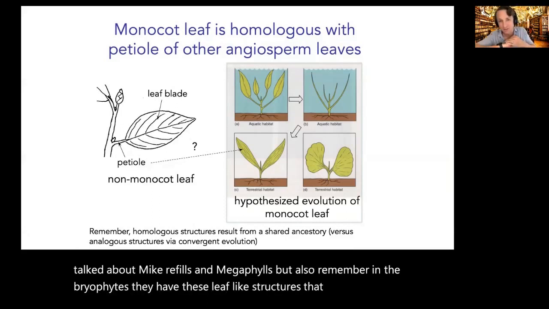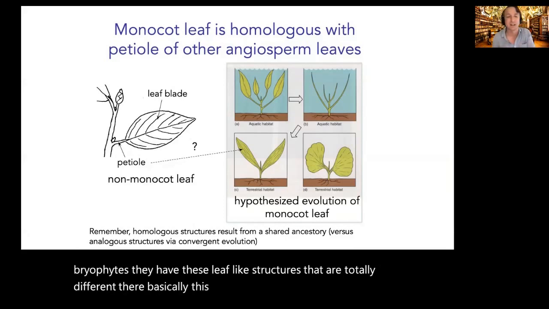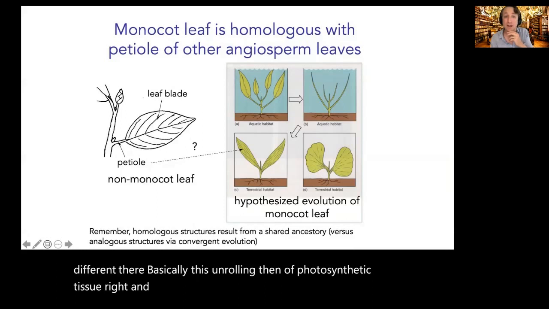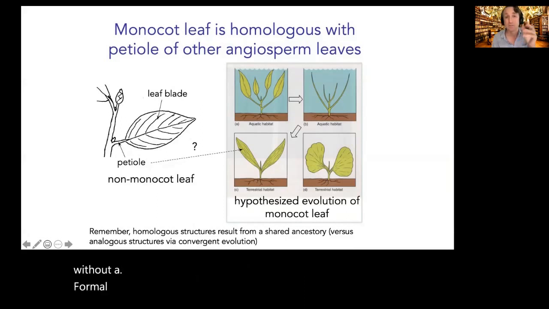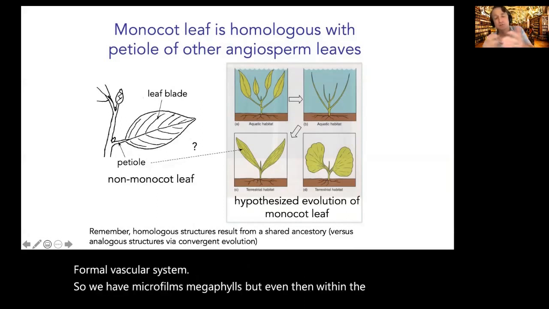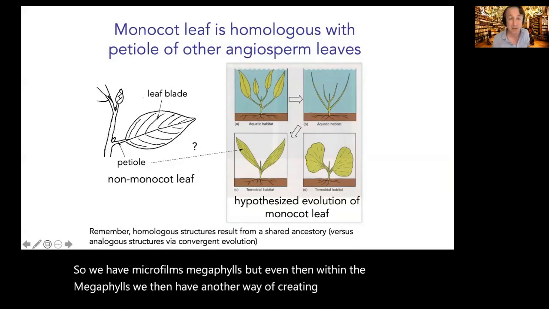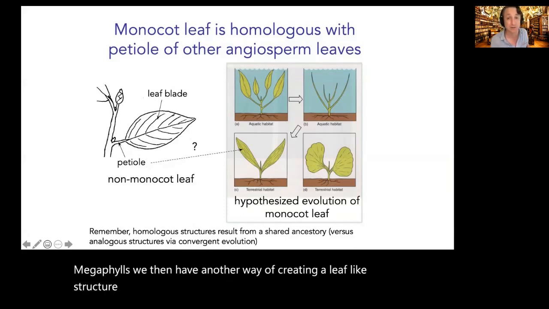They're basically this unrolling of photosynthetic tissue, right? And because these bryophytes don't have a formal vascular system, these are leaf-like structures without a formal vascular system. So we have microphylls, megaphylls, but even within the megaphylls, we have another way of creating a leaf-like structure, basically elongated petioles and flattened petioles. Within the monocots, that's what we see.